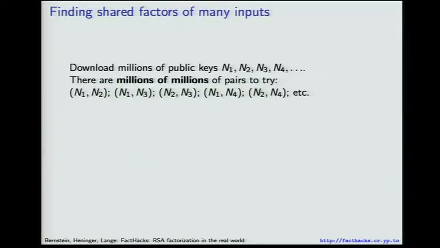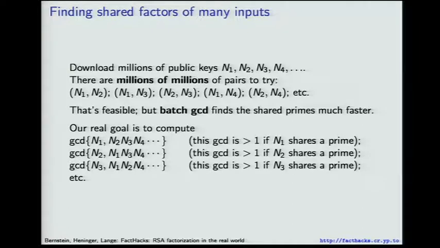Now you can actually do this for tons and tons of keys. You download, say, millions, tens of millions of keys from the internet, all the different SSL servers, maybe go for some SSH keys. You download tons and tons of public keys, and then you try all the pairs with Euclid's algorithm. And it's so fast that you can do this, but actually you can do better.